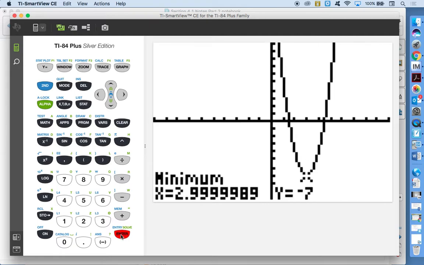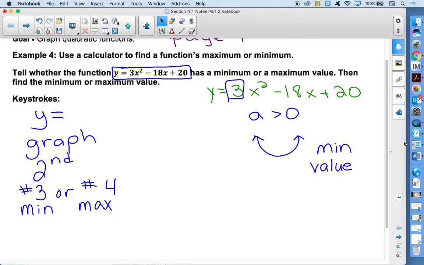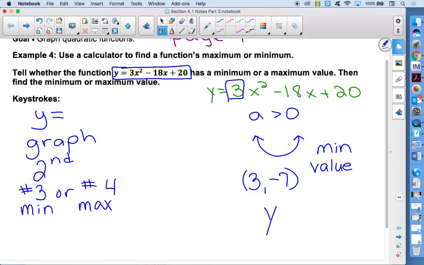And now the calculator is showing us that the minimum is at 2.9999999, which is actually the value of 3 and negative 7. And yours might actually say 3. It just kind of depends on what it's doing with the calculator. So going back to the notes, we know the vertex happens at (3, negative 7), but the minimum value is just the y. So the minimum value is negative 7.